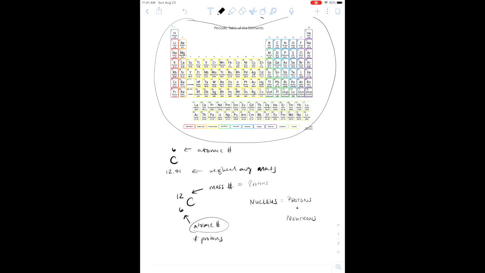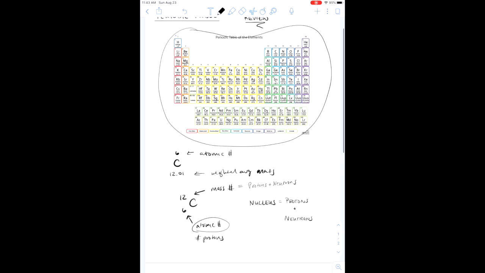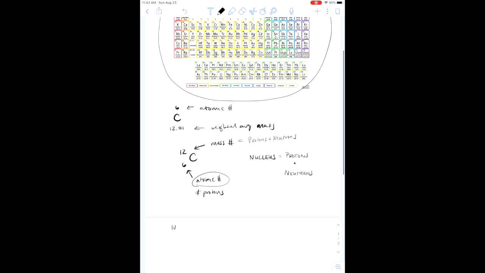The atomic number is going to be the number of protons, and then the mass number is going to be the number of protons and neutrons combined. Okay? And so that's actually going to be really important for when we're discussing isotopes, which we'll get to shortly.